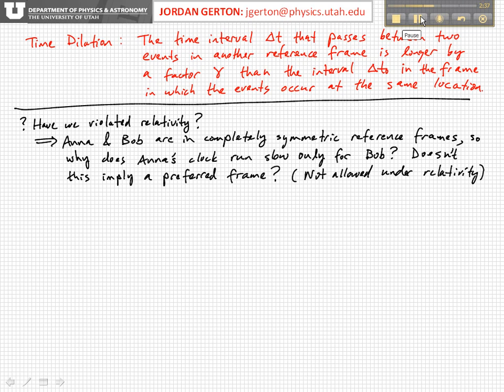Now, some of you may be wondering at this point whether we have violated relativity, in the sense that we have identified a preferred reference frame. After all, why does Anna's clock run slow only for Bob and not for Anna? I mean, Anna and Bob are in completely symmetric reference frames, so why does this happen? Doesn't this imply that we have a preferred reference frame, which, as we've discussed before, is not allowed under relativity, special relativity, or Galilean relativity?